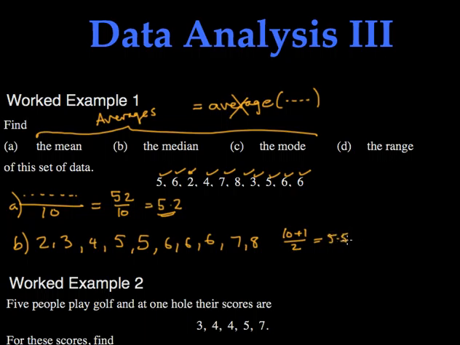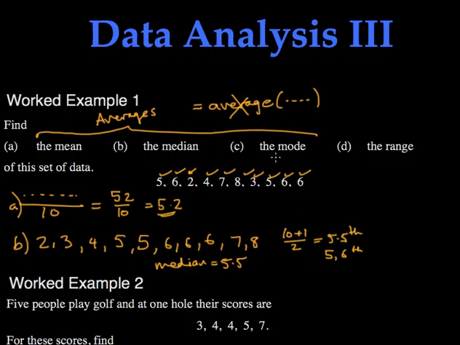So I'm looking at the 5.5th term, which is the mean of the 5th term and the 6th term. So I have to add the 5th term and 6th term together and then divide it by 2. So there's 1st, 2nd, 3rd, 4th, 5th and 6th. So the 5th and 6th term, interestingly, are 5 and 6. And to find the median then, I add 5 and 6 together and divide it by 2. So that means the median is 5.5.